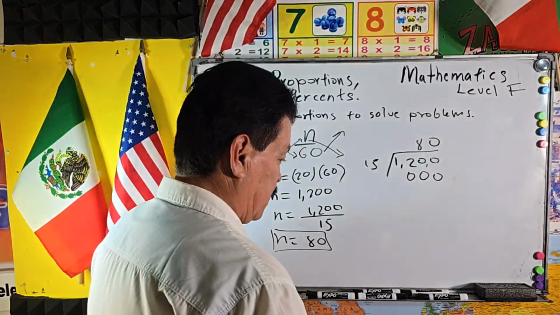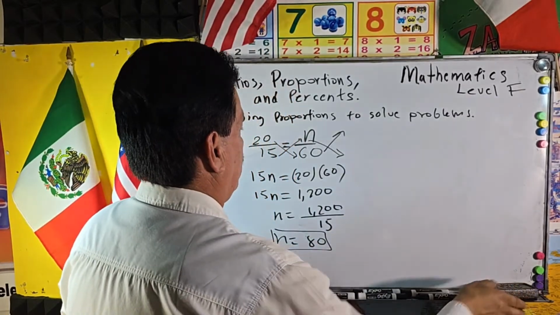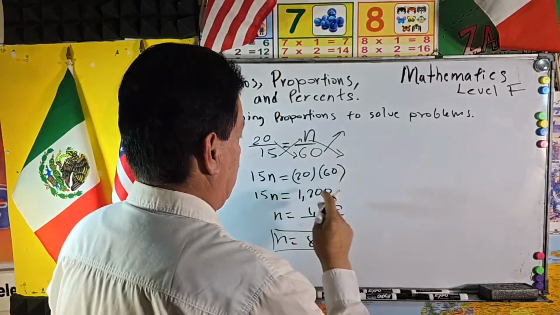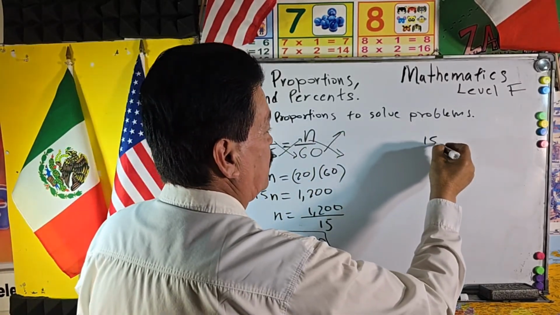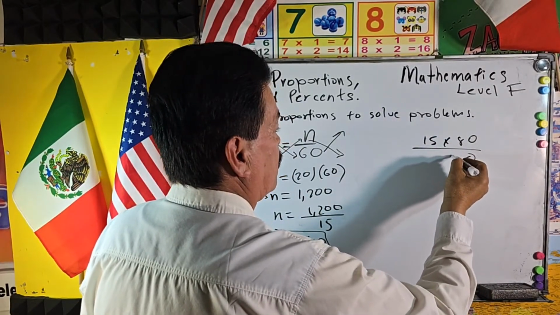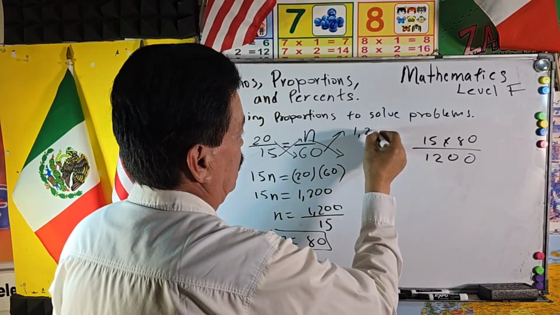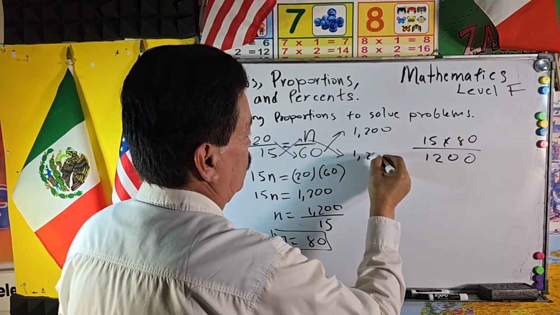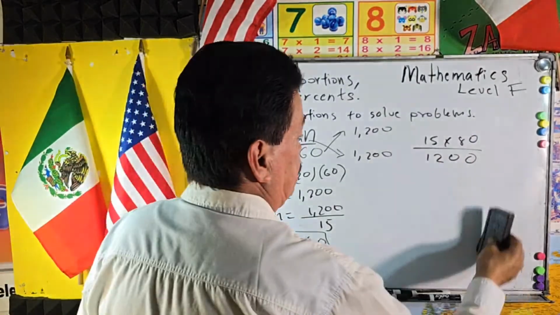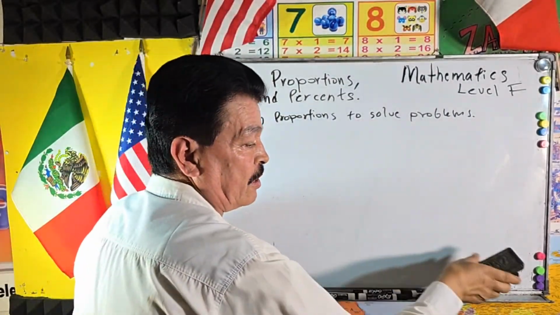Let's check if this is right or not. Multiply 15 times 80, and here is 1,200. And then here is 1,200. So it is equal, so it is a proportion.